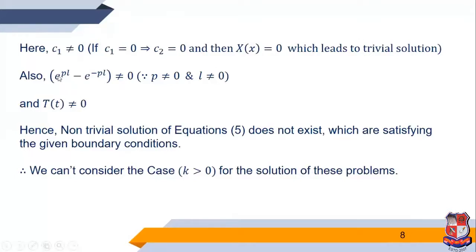Also e raised to pL minus e raised to minus pL is also not equal to 0. The reason is p is always greater than 0 for this case, and L is not equal to 0 because length is not 0. So this term is not 0. We can't consider C1 is 0. And also we know that T of t is not equal to 0.